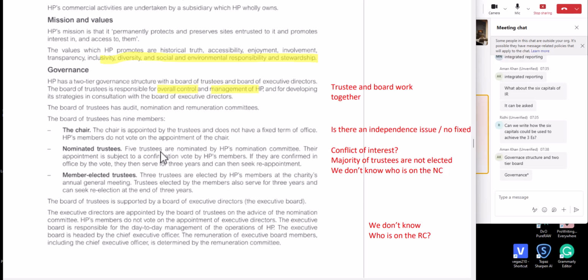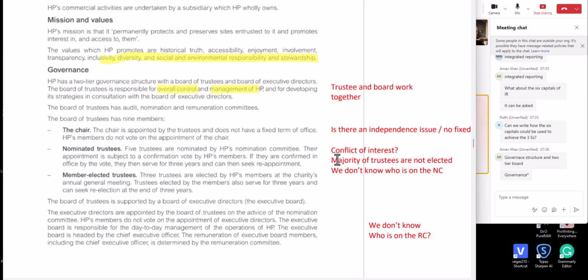You've got these 5 trustees, and they're nominated by the nomination committee. Okay, but the nomination committee is also the trustees as well. So there's a bit of a conflict of interest. So the trustees are nominating their own trustees. And out of the trustees, we've got the chair who lasts forever. Only 3 are elected by members, but 5 are chosen by the nomination committee, who's also trustees.